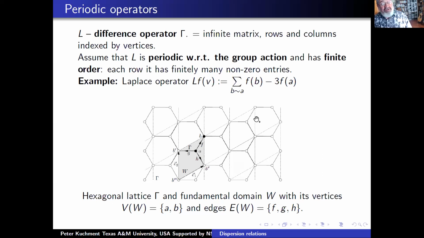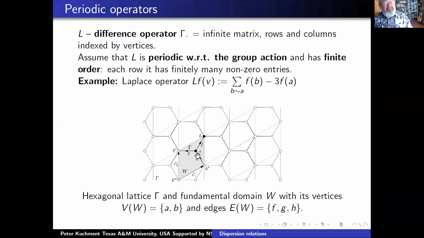So if you take a function f on vertices, you apply this operator to that function f, its value at the vertex A is the sum over all neighbors minus 3 times the value here. There are versions of this operator, with 3 since this is the degree of the vertex. And I will not discuss other types of operators, since many results are very, very general. You can pick more or less any periodic discrete operator, difference operator of finite order, and they will work, but this is the simplest.